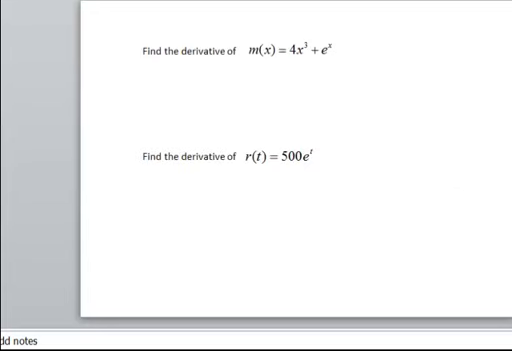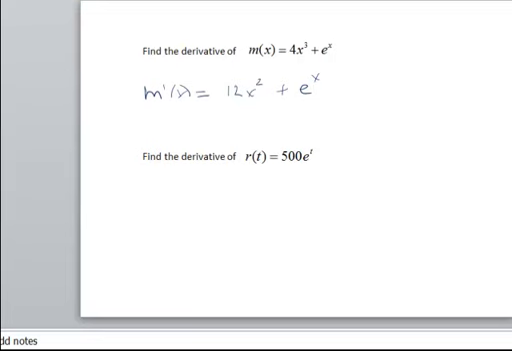First thing I want to do, find a couple derivatives using our new properties. So for this one here, I have m of x is equal to 4x to the third plus e to the x. All the previous properties and rules we've learned still apply, meaning that I can take the sum of the derivatives. I can multiply it by a constant. We already know how to do that one. So we are going to go straight to m prime of x is equal to the derivative of 4x cubed, which is 12x squared. And then the derivative of e to the x is, that's our new rule, e to the x. And there you go.